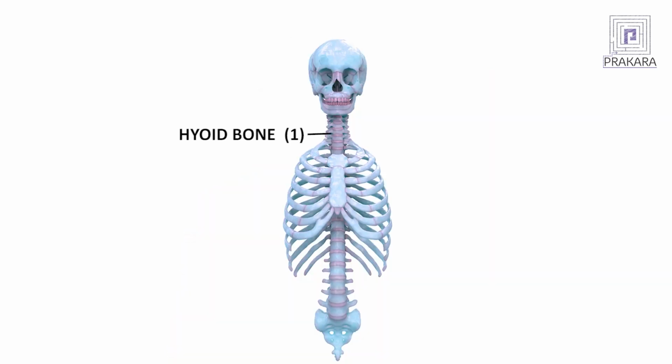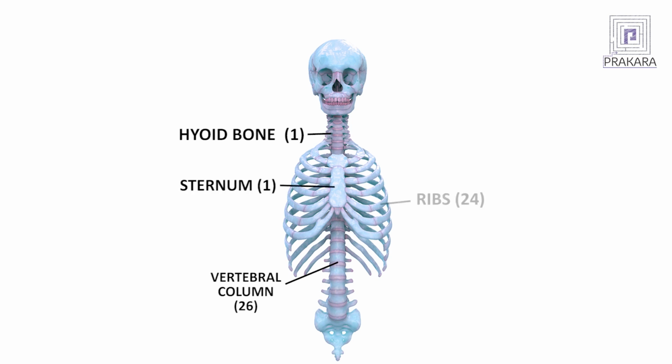If you further divide the axial skeleton into its individual bones, the skull consists of 22 bones, from which 8 are cranial and 14 are facial. After that, you have 6 middle ear ossicle bones, that is 3 in each ear. These are the smallest bones in the body. You have 1 hyoid bone in the neck, 26 bones in the vertebral column, 1 breastbone or the sternum, and 24 ribs or 12 pairs of ribs.